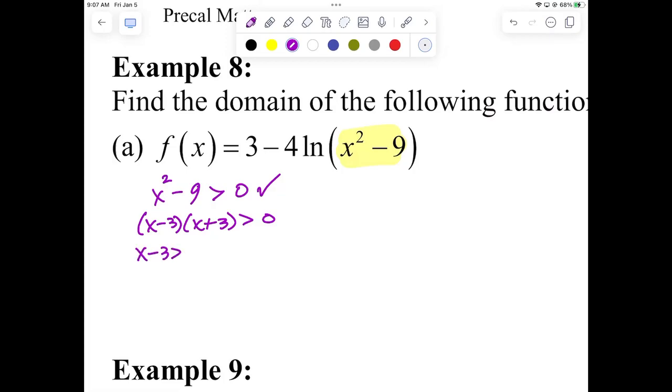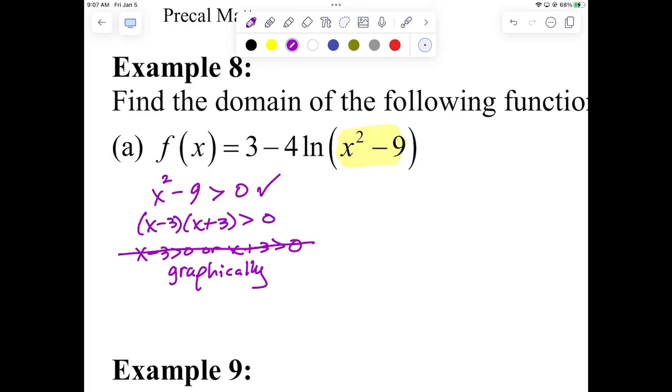Can I say x minus 3 is greater than 0 or x plus 3 is greater than 0? Does that work? No. That's where it fails. That's trying to solve it algebraically. You have to solve it graphically. You remember that? You got to solve these graphically.